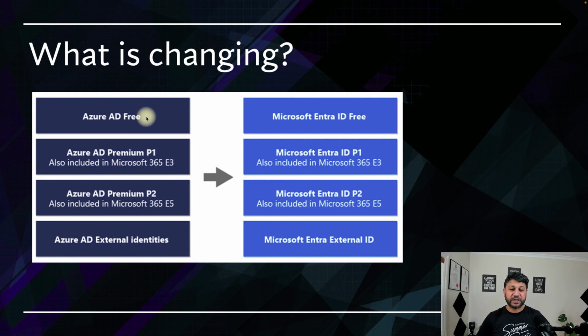Currently you have the Azure AD Premium P1 license, which is included in your Microsoft 365 E3 licensing. The name will be changed to Microsoft Entra ID P1. So instead of Azure AD, you will have Microsoft Entra ID. Same for the Azure AD Premium P2 license, which will be changed to Microsoft Entra ID P2. And same for Azure AD External Identities, the name will be changed to Microsoft Entra External ID. So these are some of the changes.